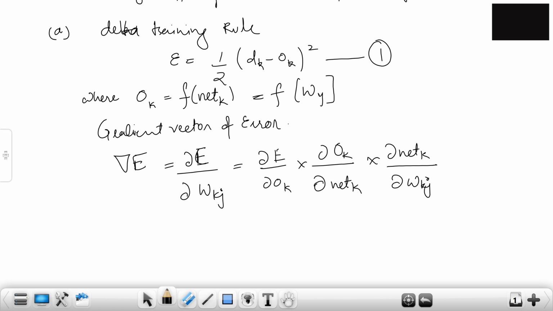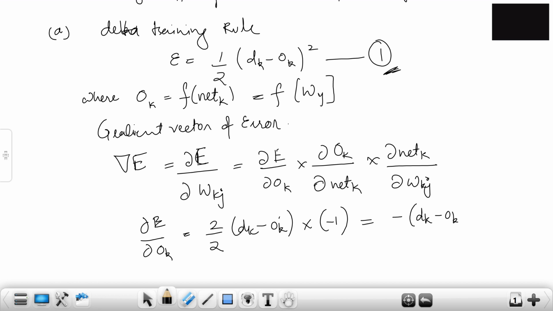Once we do this, what do we get? Now dow E upon dow Ok is the error with respect to the output. Differentiate equation number 1 with respect to Ok. You will get 2 upon 2 into (dk minus Ok) into minus 1. So this will be nothing but minus of (dk minus Ok). Let this part be A.